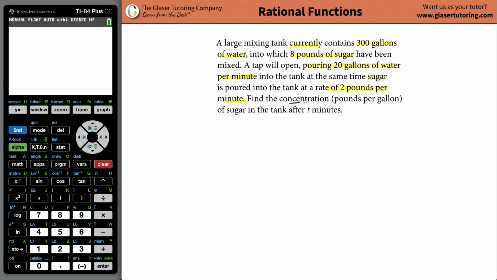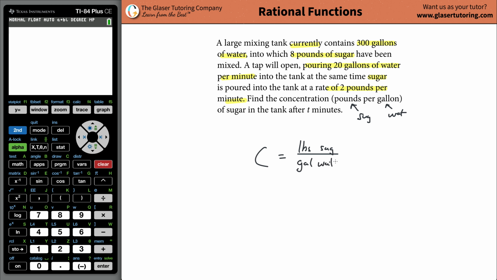It wants us to find then the concentration, okay? Find the concentration in pounds per gallon of sugar in the tank after t minutes. So I always like to begin with the end in mind. The problem statement is, find the concentration in pounds per gallon. Pounds of what? Pounds of sugar. Per gallon of what? Per gallon of water. So this is going to be the sugar over the water, right, that's what the per means. So concentration is simply going to be the pounds of sugar over the gallons of water.